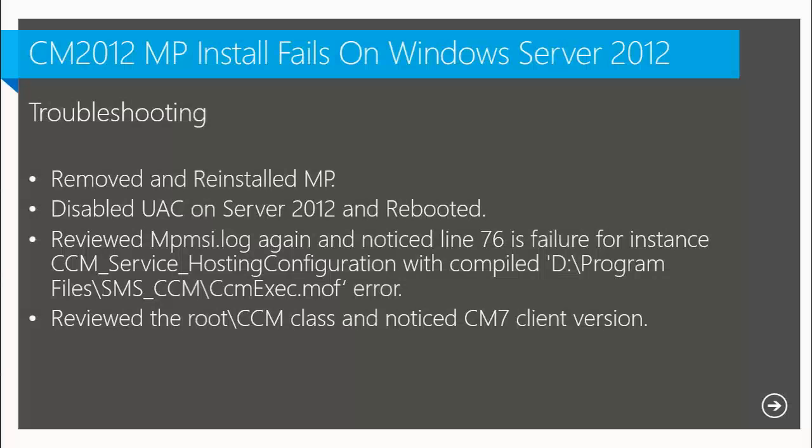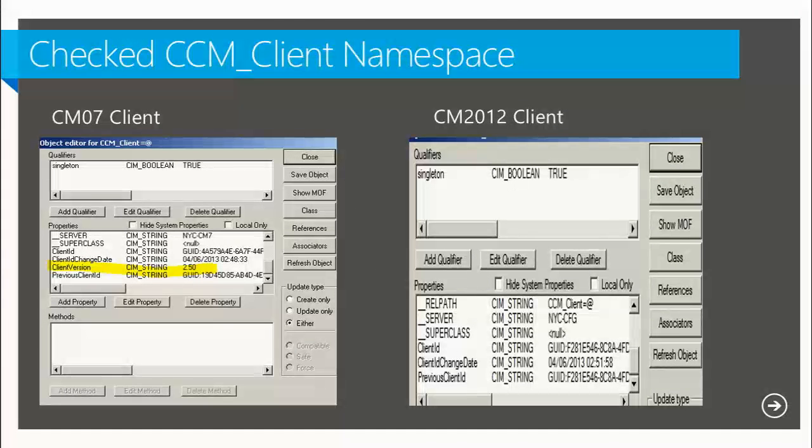And we see it failed to compile, so remove and reinstall the MP, that didn't work. Disable the UAC, that didn't work. Reboot it, obviously that didn't work. So I went back to the log and really focused in on that class. And that class is part of the CCM Exec class on the client, right? So I went to the CCM class and noticed that it actually had a 2007 client on the box.